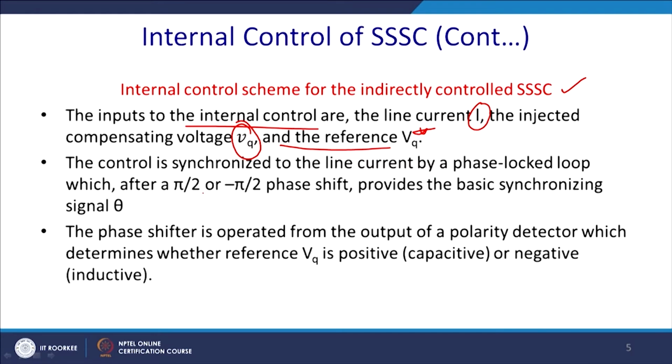After a plus pi by 2 or minus pi by 2 phase shift, it provides the basic synchronizing signal. The phase shifter is operated from the output of a polarity detector, which determines whether the reference Vq is positive in case of the capacitor or negative in case of the inductor or the inductive kind of load.